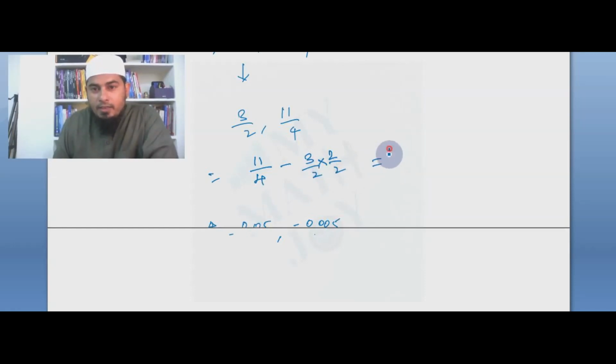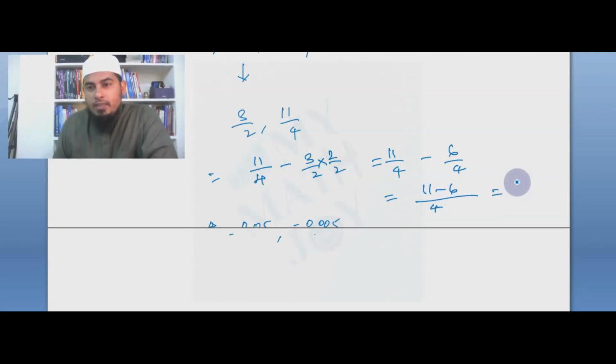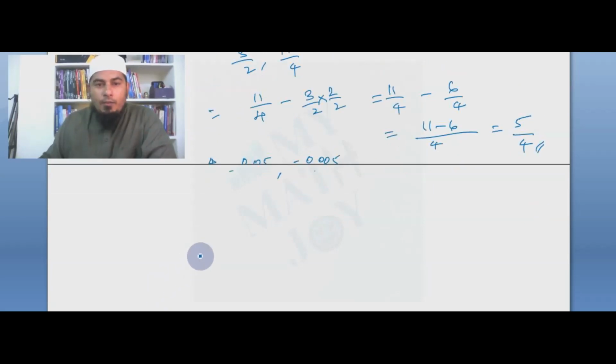So we get here 11 over 4 minus 6 over 4. When the denominators become the same, we can add and subtract according to the sign. 11 minus 6 can be written, 11 minus 6 is exactly 5/4. So now I got a question which is in fraction type.